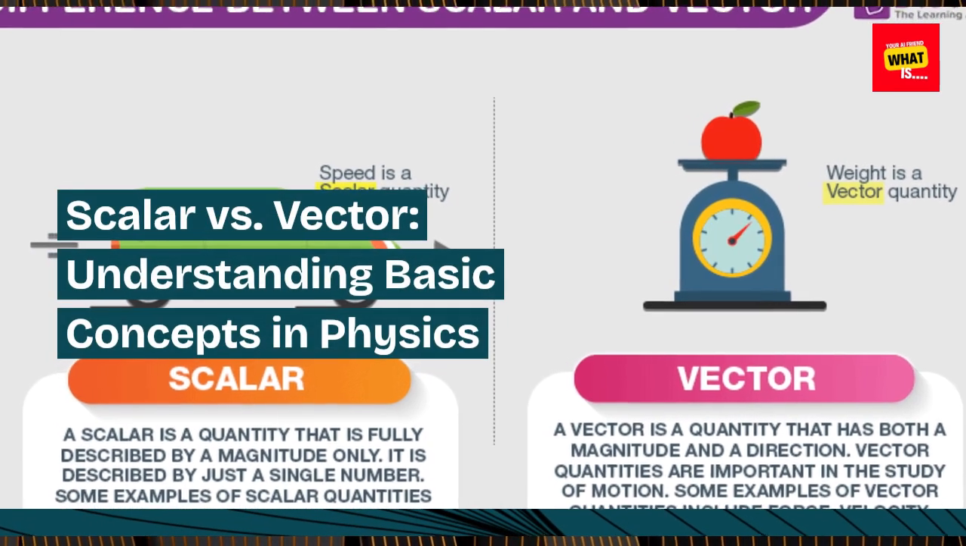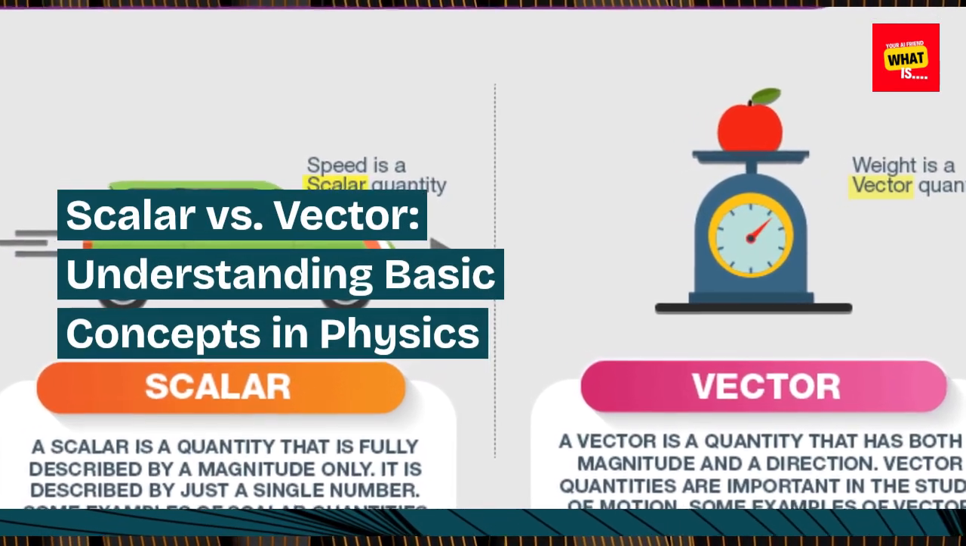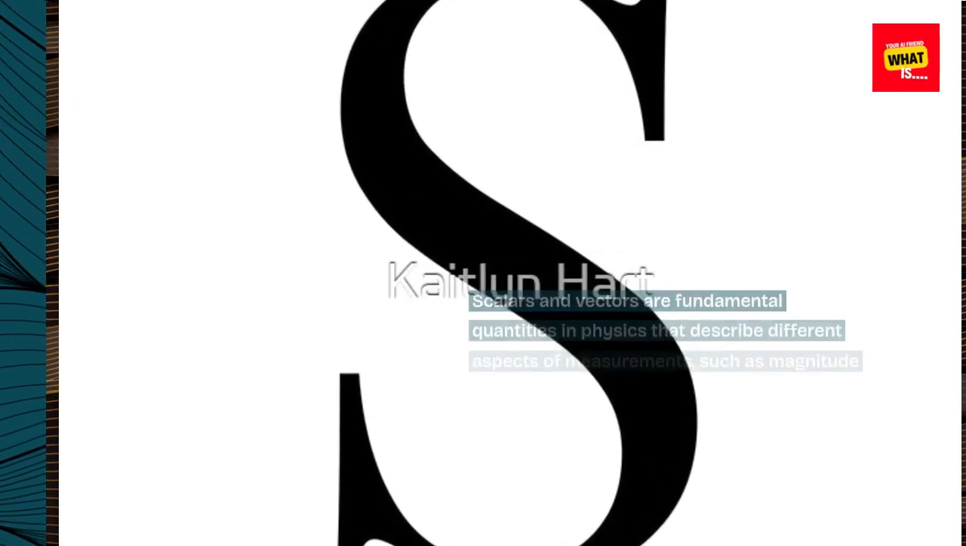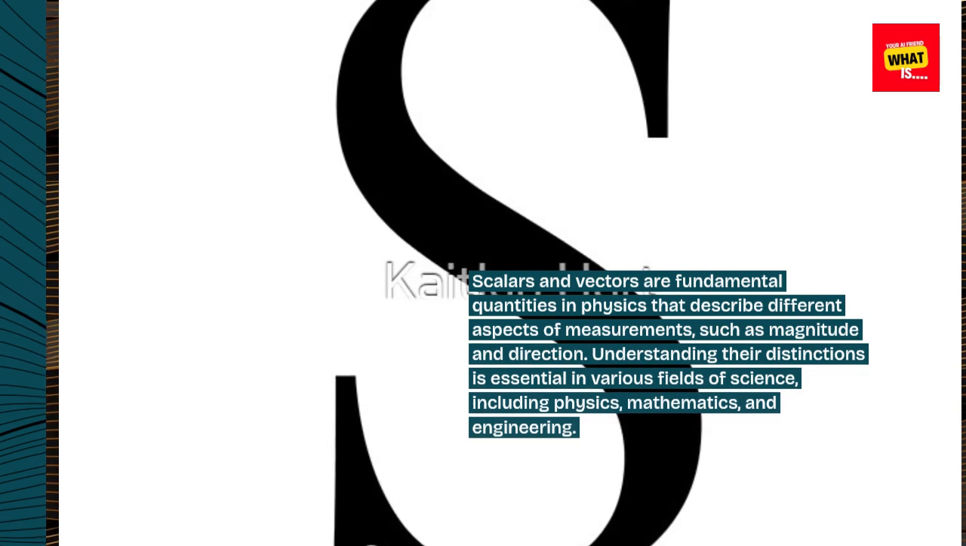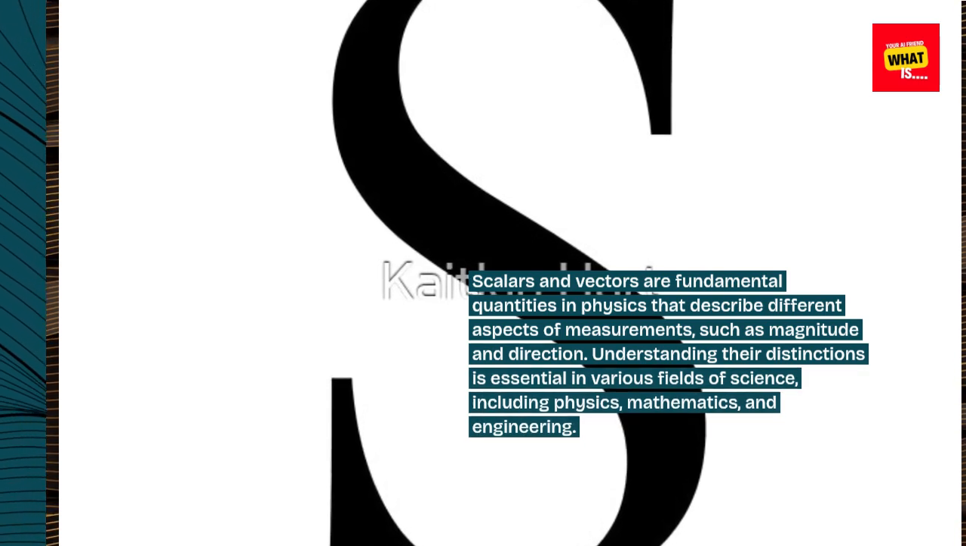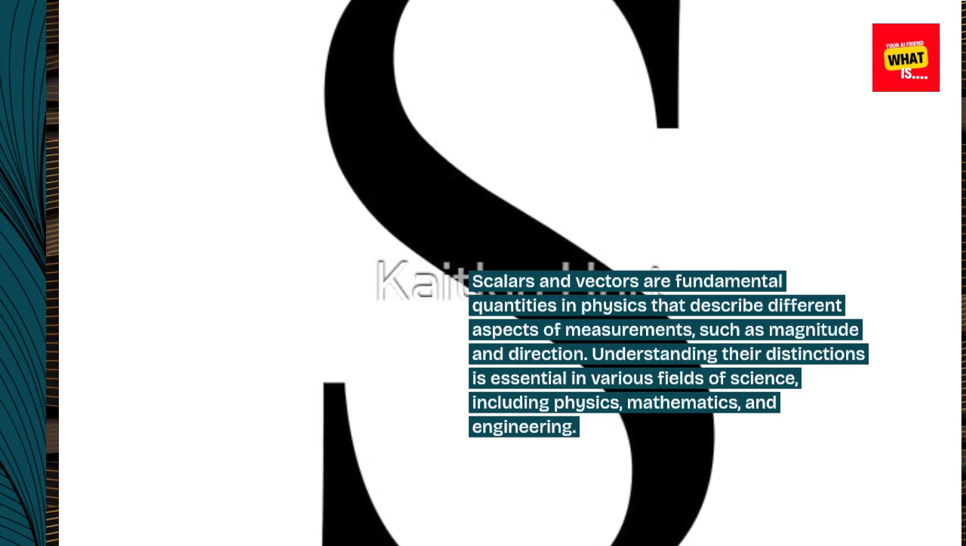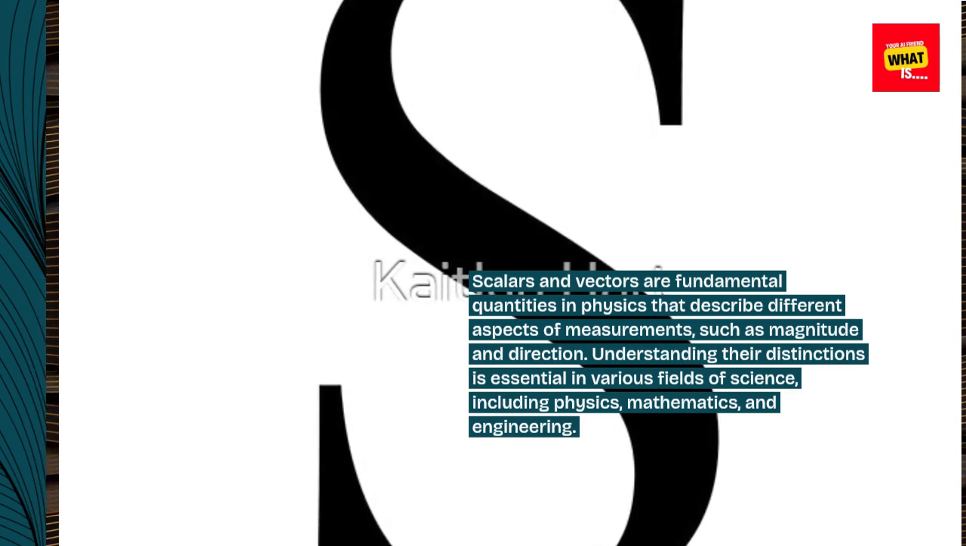Scalar versus vector. Understanding basic concepts in physics. Scalars and vectors are fundamental quantities in physics that describe different aspects of measurements, such as magnitude and direction. Understanding their distinctions is essential in various fields of science, including physics, mathematics, and engineering.